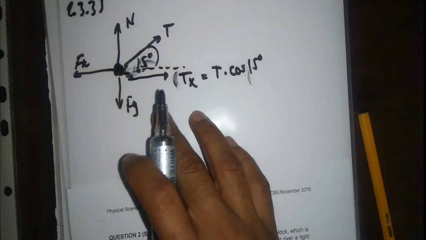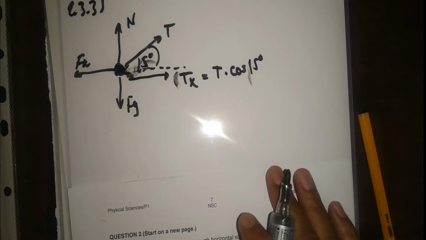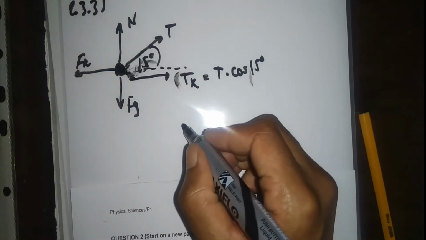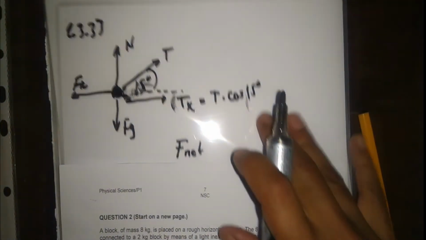Adjacent over hypotenuse will give you the horizontal component. That's why we have these values. So now it's important to calculate the horizontal component for the tension. So look now, F net: remember the 8 kg block is accelerating.